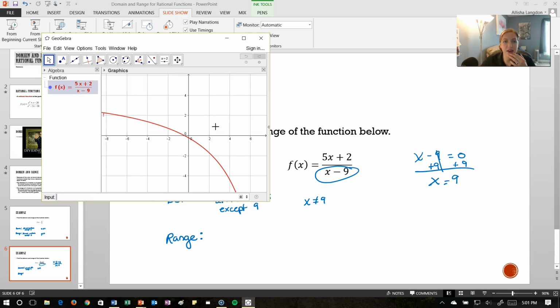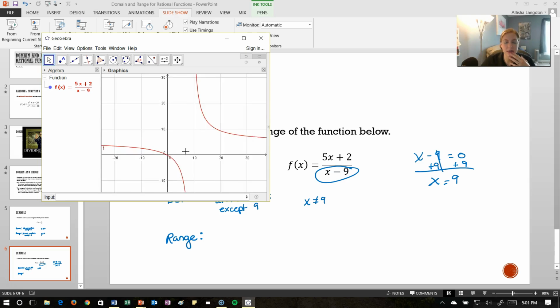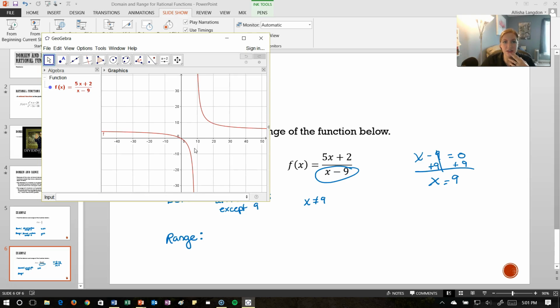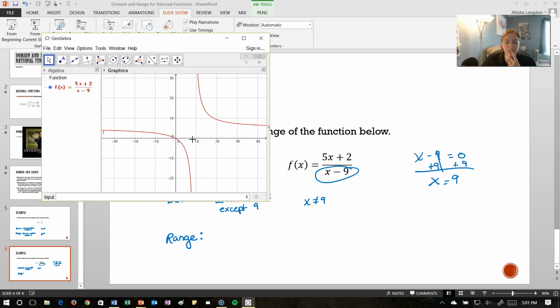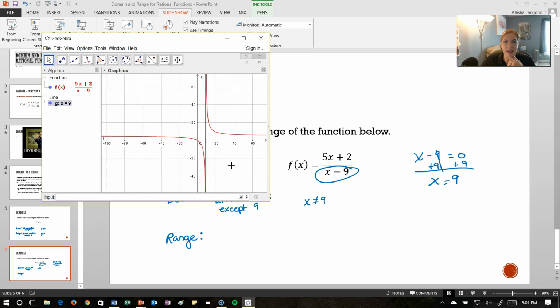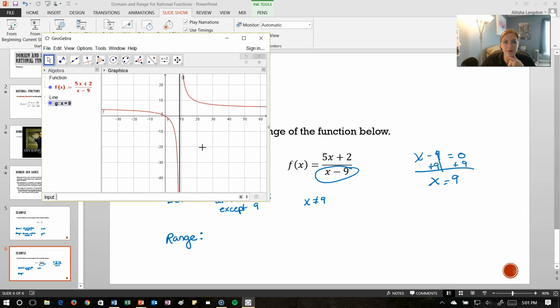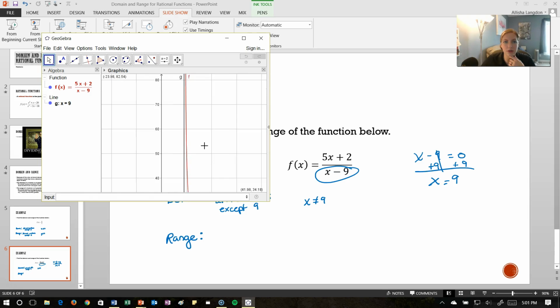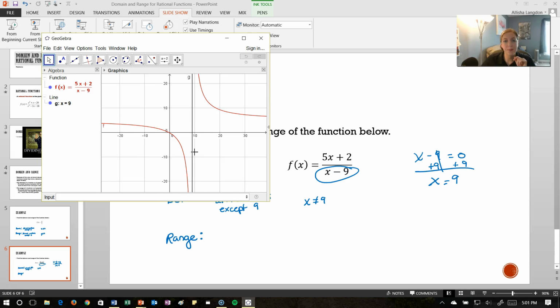And what we have here, I have to zoom out a little bit, a lot of it, is that two-part graph again. And you'll notice that x cannot be 9. If you look here at 9, it's kind of hard to visualize, but why don't I go ahead and draw the line x equals 9. So you can kind of see that at 9, notice the graph never actually touches. It gets closer and closer, but it never actually touches that x equals 9 line there.